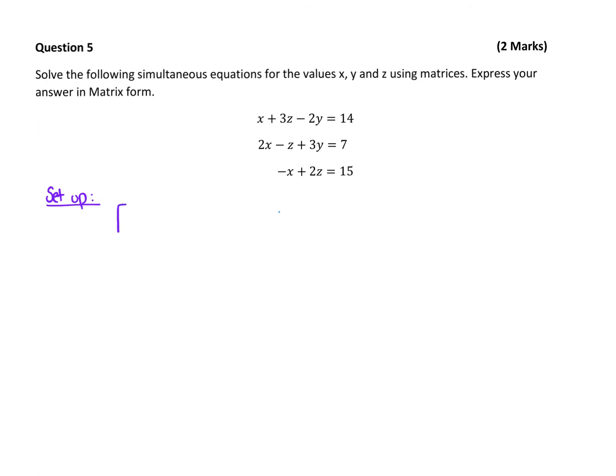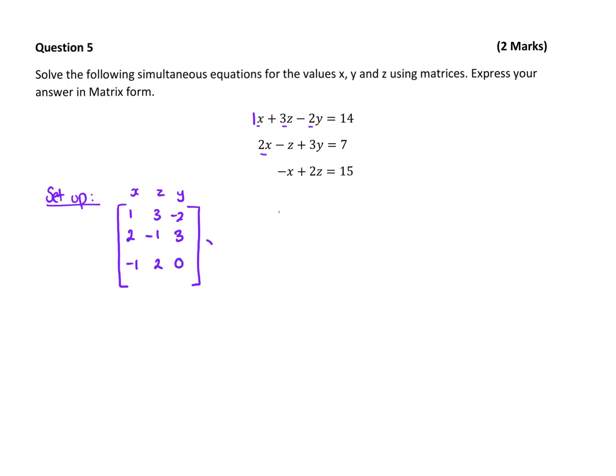So what you do is your first matrix has all the numbers that are going to be in front of the x, z, and the y. Be careful because it's a little bit jumbled up. In that first equation, 1 is the number in front of x, z is 3, and y is -2. Now the next one, 2, -1, and 3. And then the last one is -1, there's 2 z's and there's no y's.